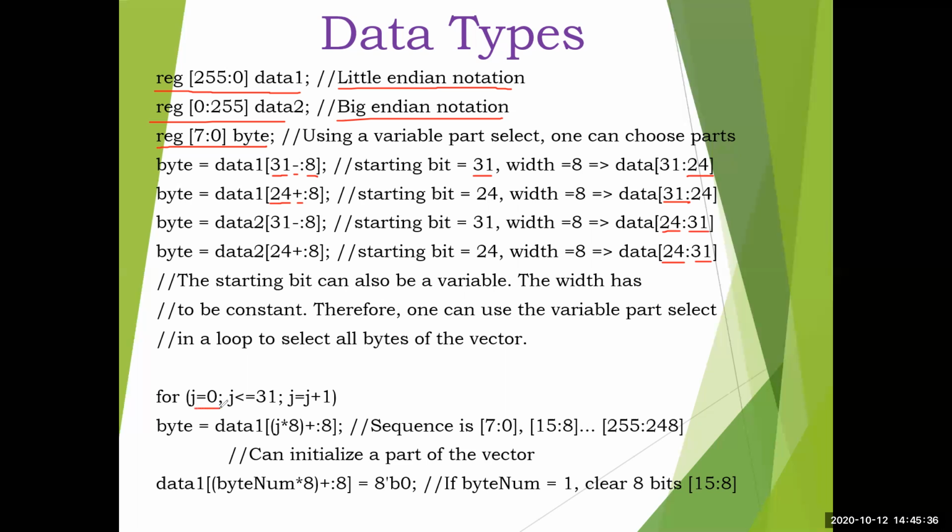So for j equal to 0, j less than or equal to 31, j equal to j plus 1, only a part we have to select. So what is that part? byte data1 is equal to j star 8 plus 8. So 0 plus 8 is 0 to 7, so 7 to 0, 15 to 8. Like that you can consider 23 to 16. So like that you can select a group of 8 bits in the 255 bit vector. That we can do like this. Similarly, this is another example, which is a part of a program written over here.